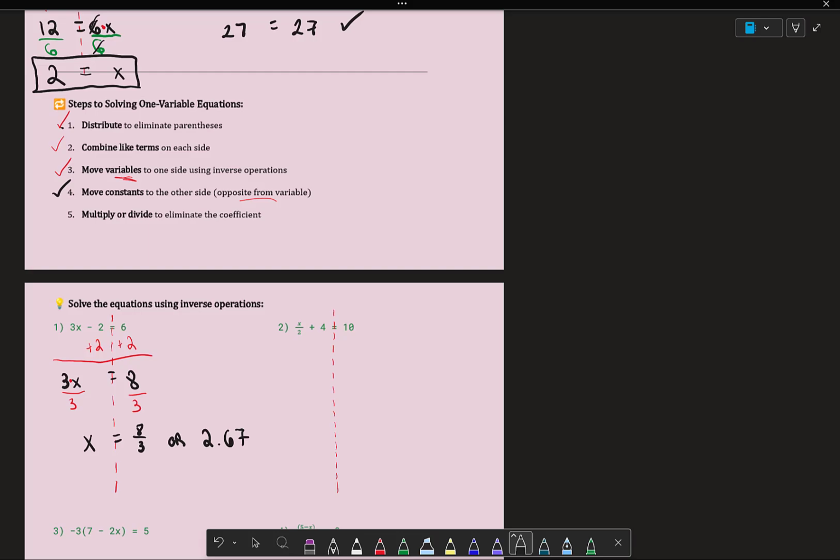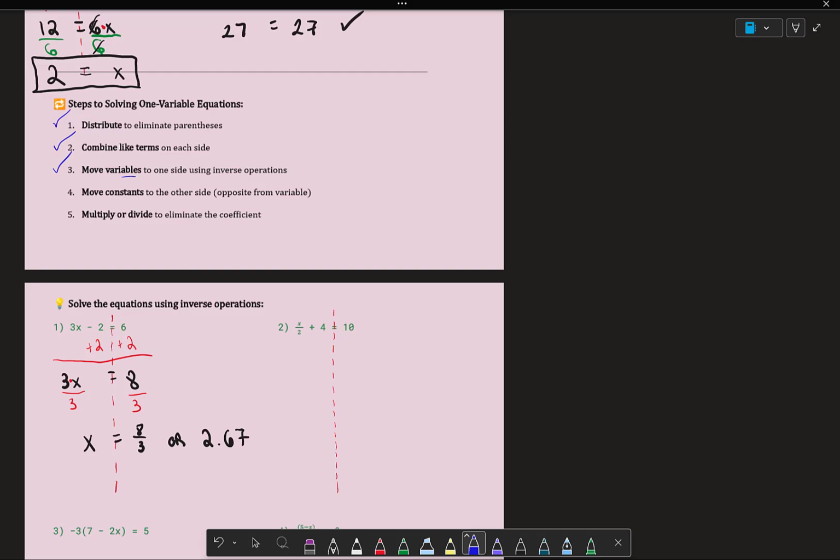Example 2, x divided by 2 plus 4 equals 10. So again, we can skip step 1. There's no parentheses. Step 2, we can also skip because there's no like terms on each side. This side right here, one term is a positive 4. The other term involves an x. So we can skip that step. We can skip step 3. There's only one variable in the problem, so we don't need to move variables to one side using inverse operations. So that leaves us to step 4.